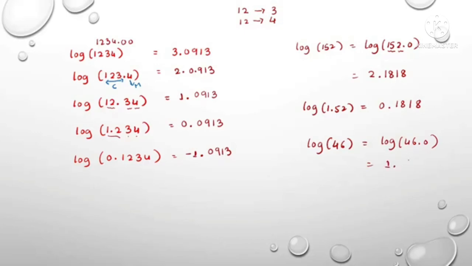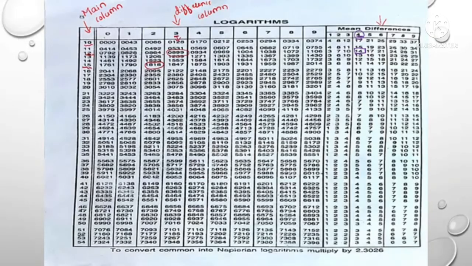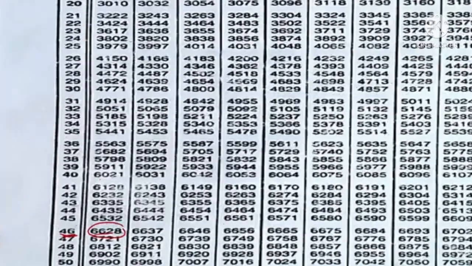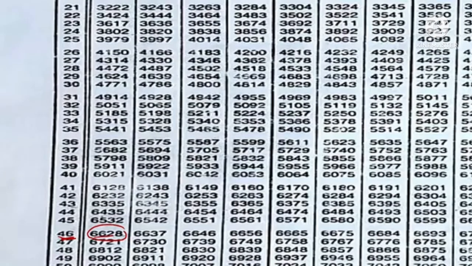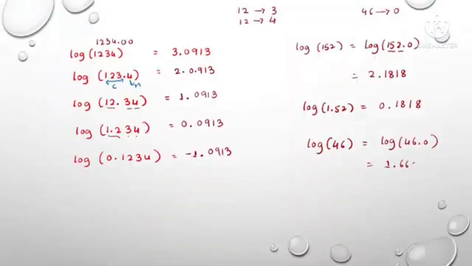Now, how to find the mantissa? There are only 2 digits, 46. So here 46 we have to take at 0 in the difference column. Where is the 46 number? Here, this is 46 at 0. We got 6628. See, this is 6628. We can write there 6628.